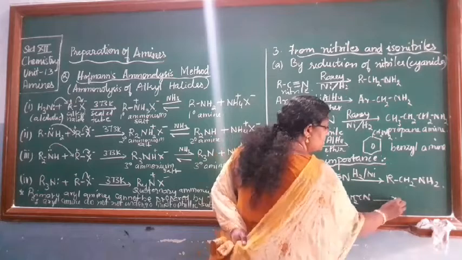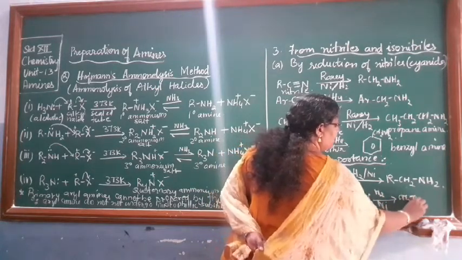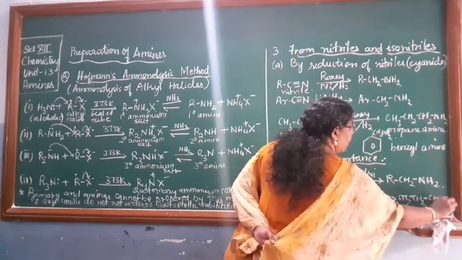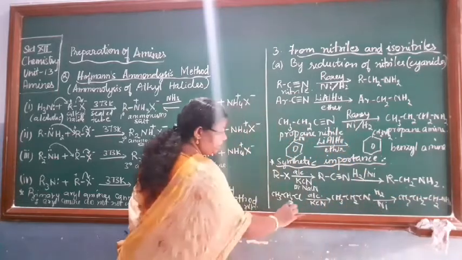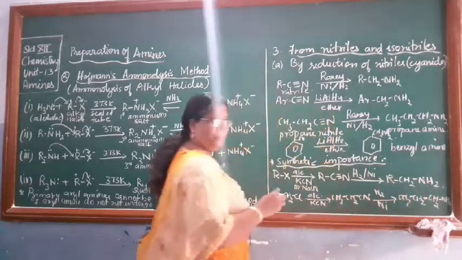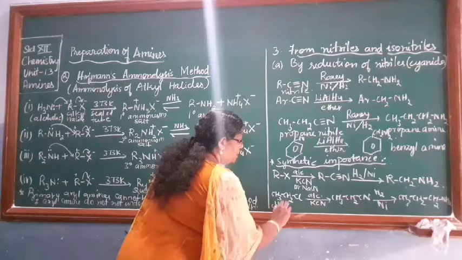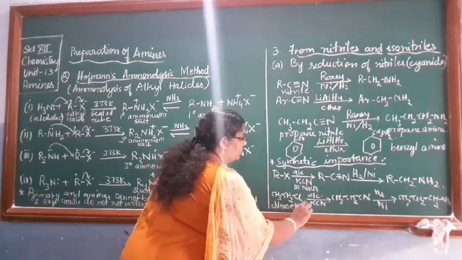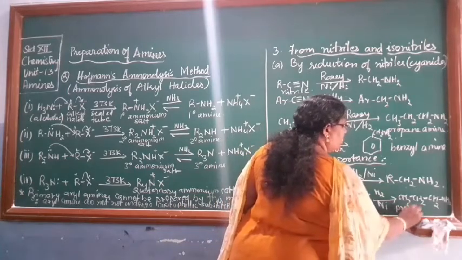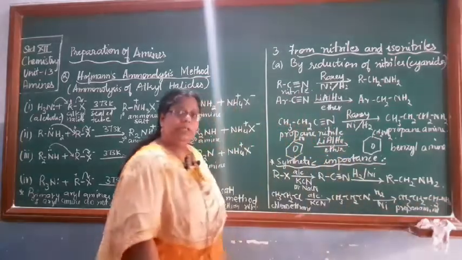And when you reduce this with H2 Ni, what do you get? You get CH3 CH2 CH2 NH2. So you started with ethyl chloride and you get the product amine with 1 carbon more. Okay? So this is chloroethane and this is propane amine. Okay? Propane amine. So are you understanding the importance?